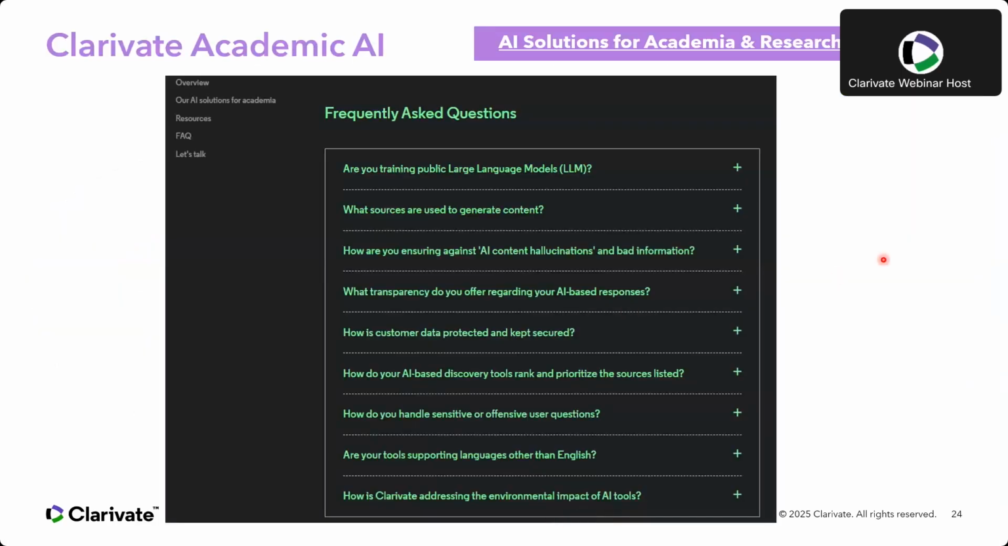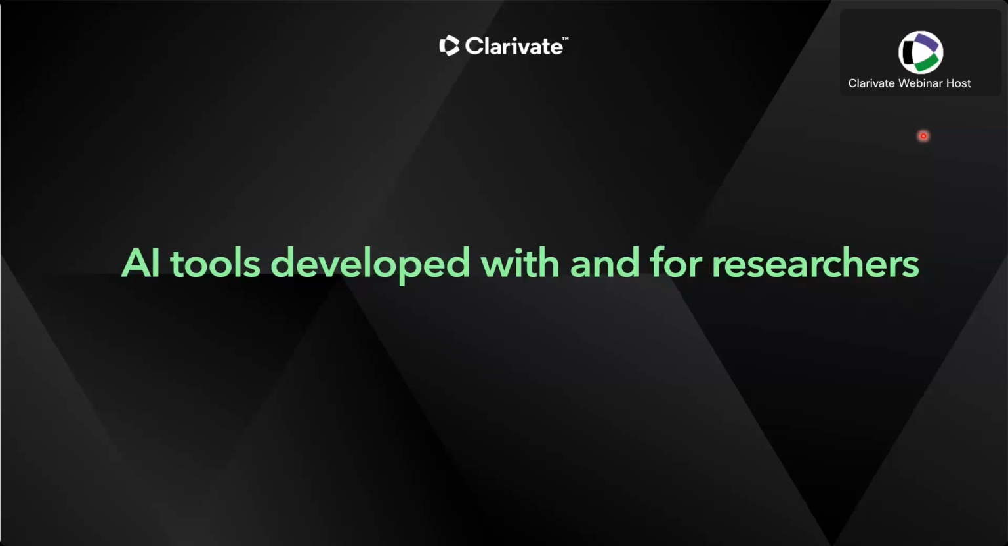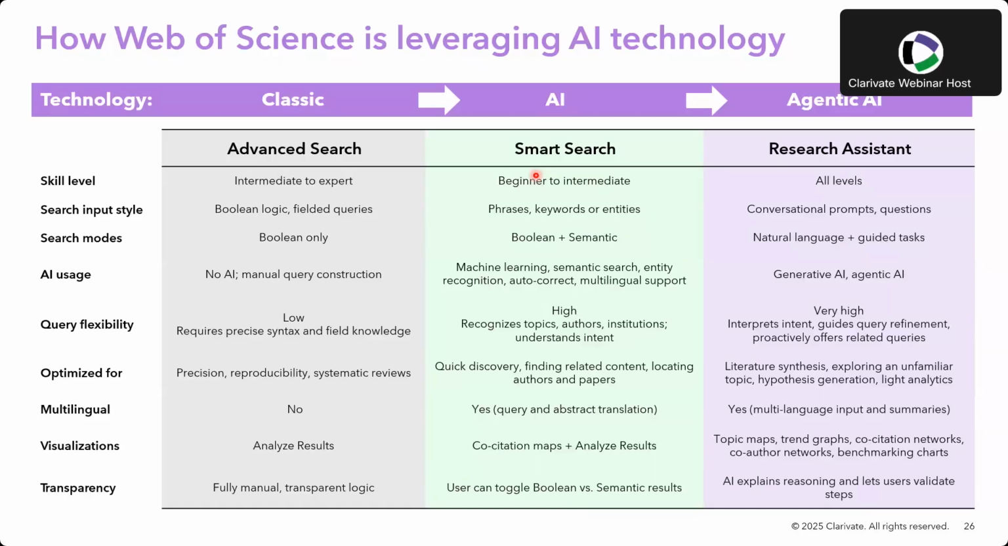When it comes to Clarivate academic AI, you'll see lots of frequently asked questions. This is public, so you'll have all the answers to these questions. This is public information. You can explore that as well later on. There are other areas or different tools that Clarivate is using and developing to leverage AI. And I will mention a few here.